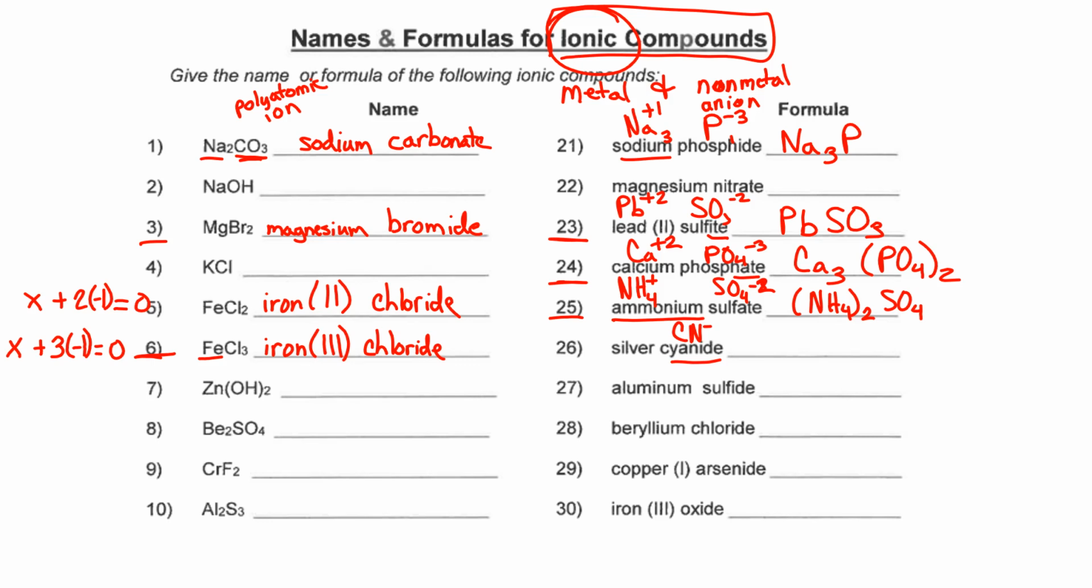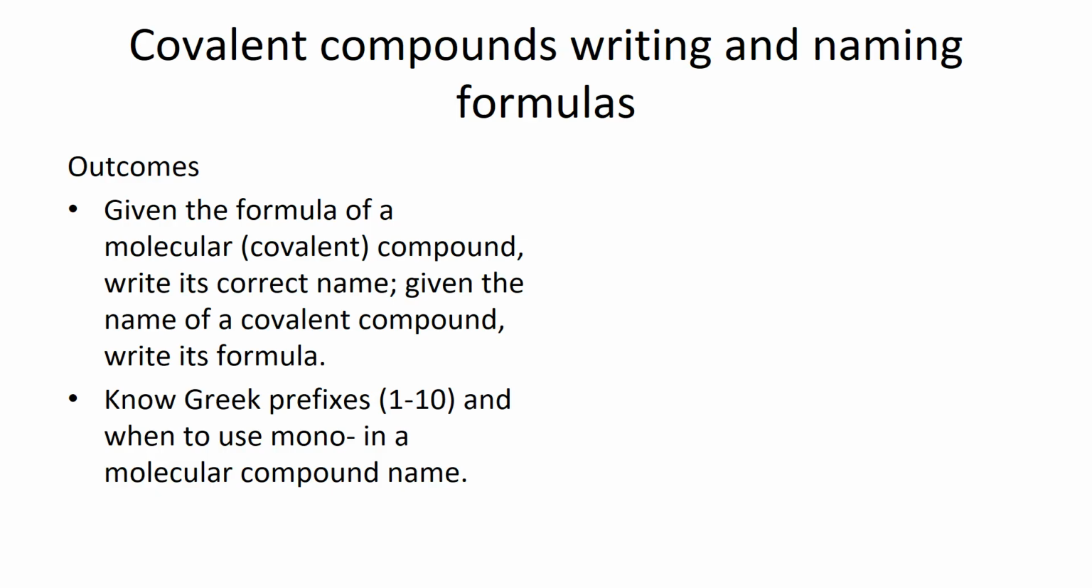Today, the stuff that we're going to do is covalent. Covalent is a lot easier than ionic. So for covalent compounds, we're going to be doing the same thing. We're going to be going from name to formula, a formula to name. We have to be able to go both ways. But covalent compounds use the numbers of the subscripts that we have in the formulas as a prefix in the name. So we'll be using the Greek prefixes.